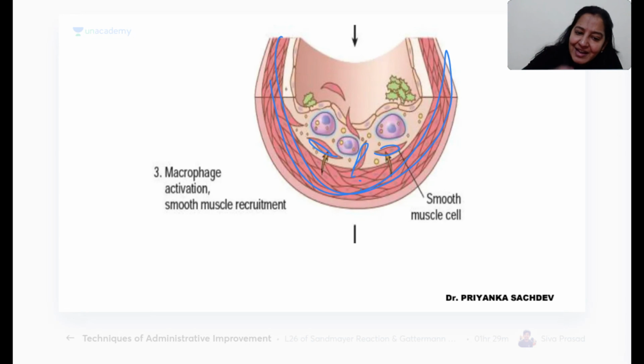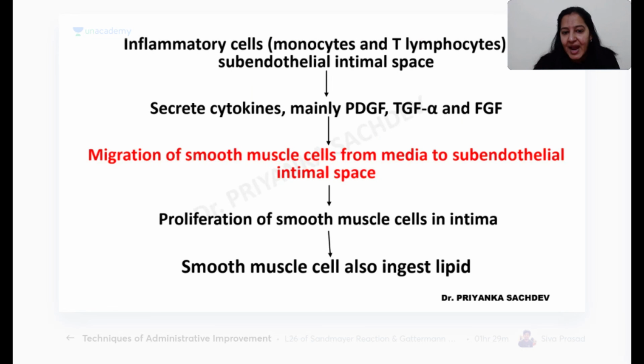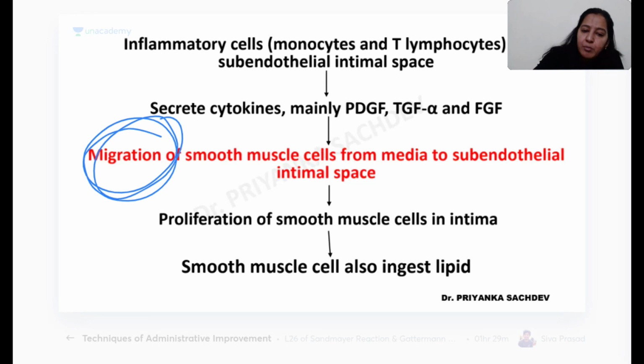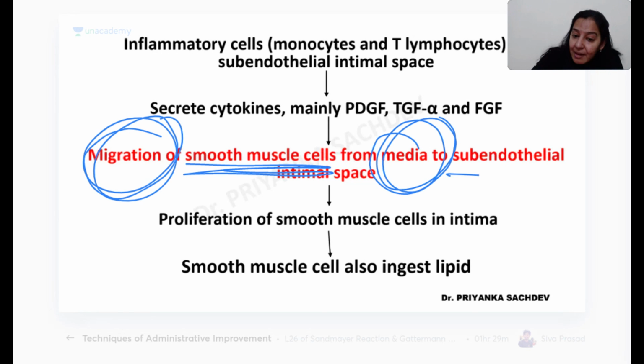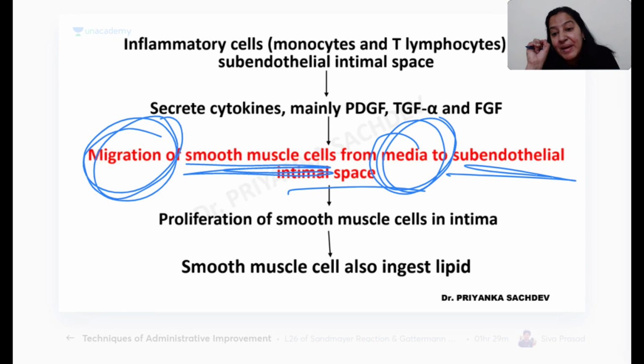Can you see? They are leaving it. They are migrating. They are migrating the media and coming in the intima. So migration of smooth muscle cell from media to subendothelial intima. That is the biggest step.